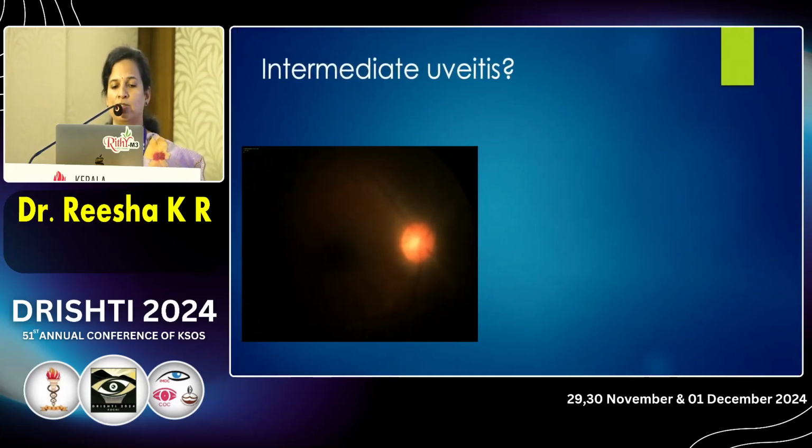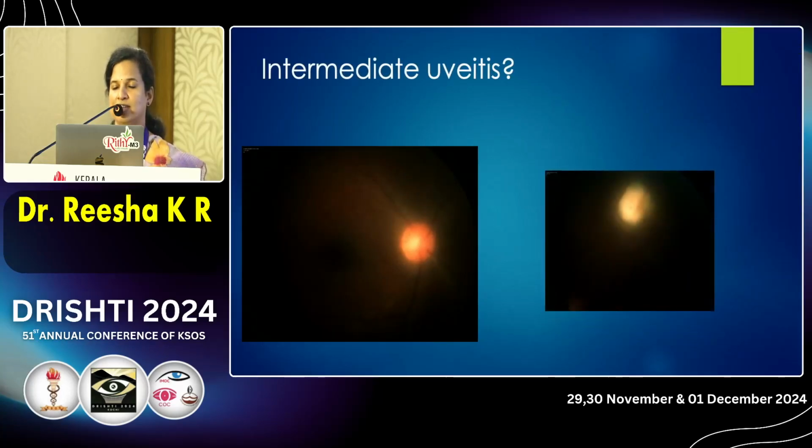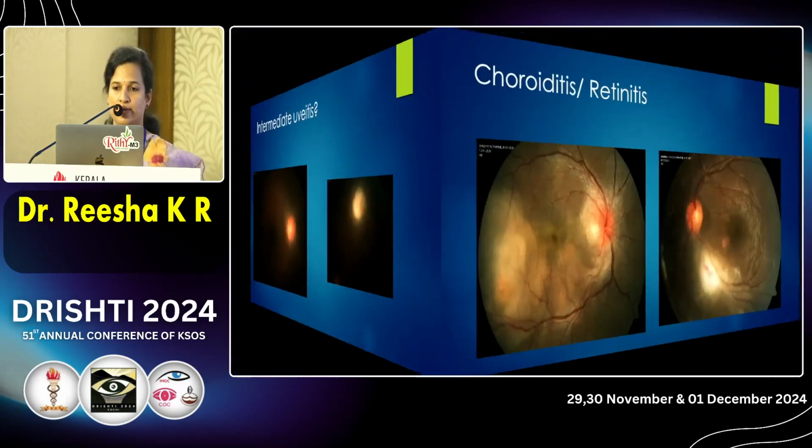This patient again was treated as intermediate uveitis before with systemic steroids and no improvement. See, detailed fundus examination shows a peripheral toxo lesion. So examination of the eye as a whole is also very important.